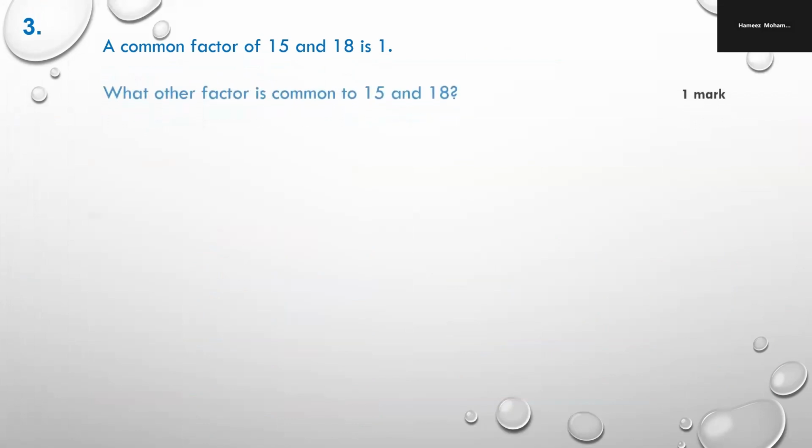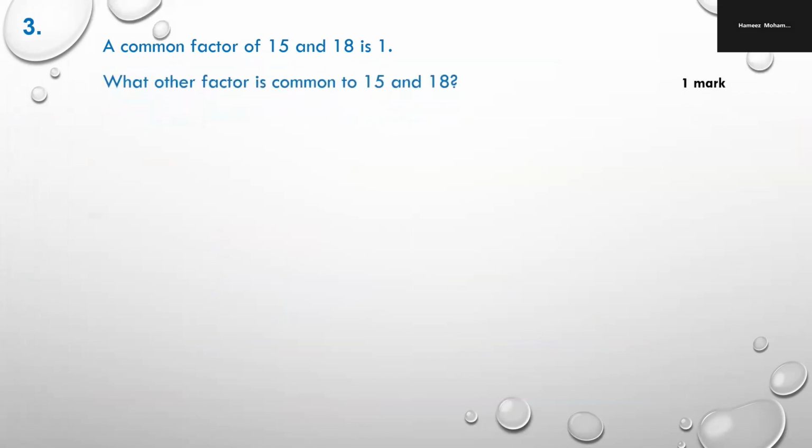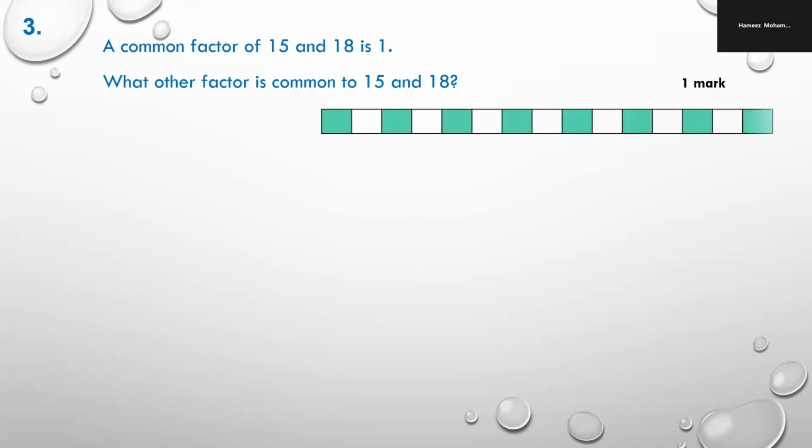Let's move on to the next number question here, number 3, where it's saying a common factor of 15 and 18 is 1. What other factor is common to 15 and 18? And there are many ways to do this, right? So let's look at the idea here of 15 squares connected to form a large rectangle.